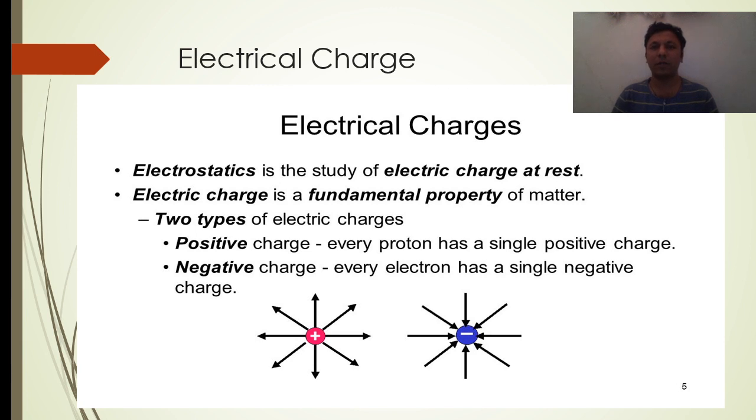We know the structure of atoms. The proton has a positive charge, the electron has a negative charge. So fundamentally, electrostatics is the study of these two charges and how they influence the electrical side. This electrical charge is a fundamental property of matter. So how is this type of electrical charge useful for our electrical side? In the next portion, we learn the unit of electrical charge.